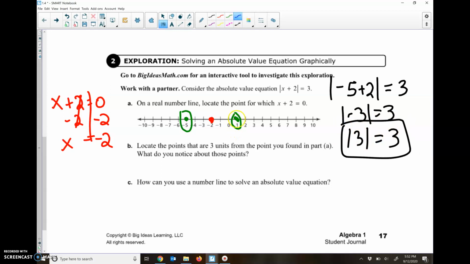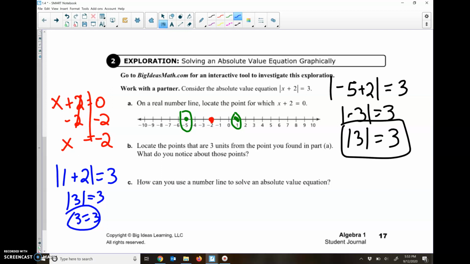Now let's look at the other point. The other point we found was 1. So I'm going to do it down here. So instead of x plus 2, I think x is 1 now. I'm going to do 1 plus 2 equals 3. 1 plus 2 is 3. Absolute value of 3 is 3. So 3 equals 3. So we're right. The 2 answers for this problem are -5 and +1. Both of them make this equation true.